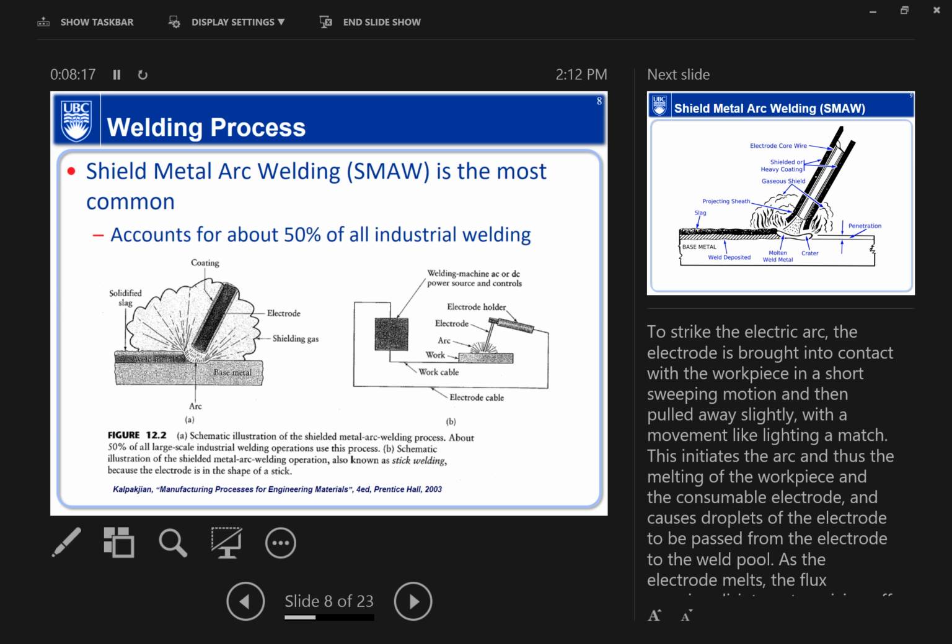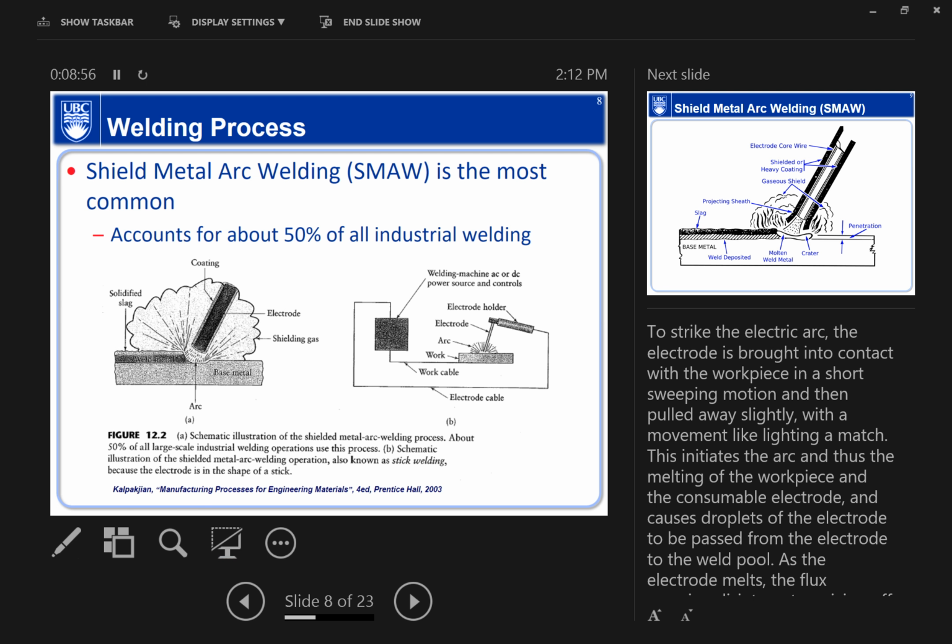That pool of metal consists of both the base metal and the electrode material. The electrode here is covered by a material called flux. The flux will also be melted, and when it melts it generates some carbon dioxide. The purpose of the flux is basically to protect the metal from oxidation. At high temperature, it's very easy to oxidize. That's what the flux does.